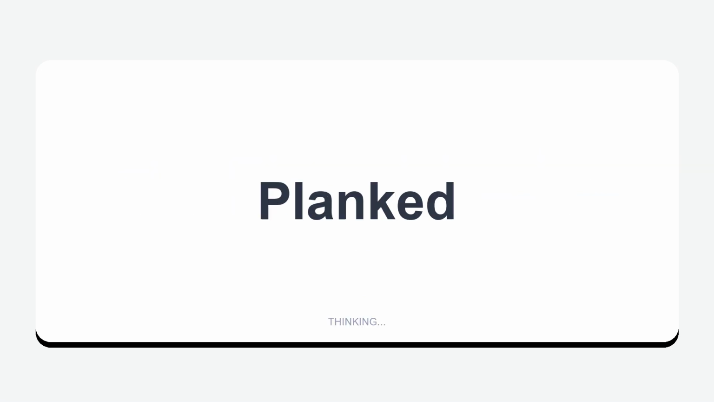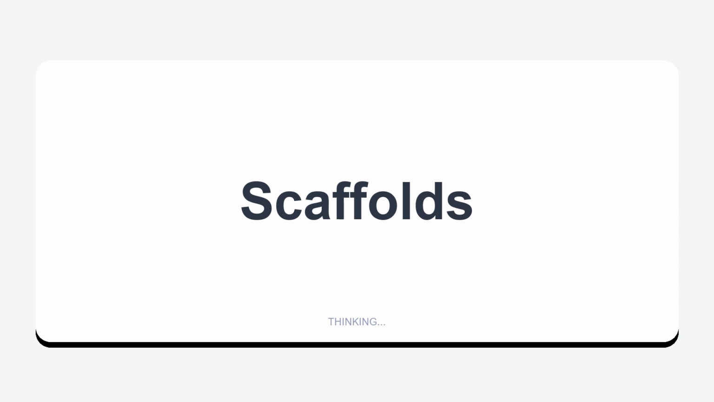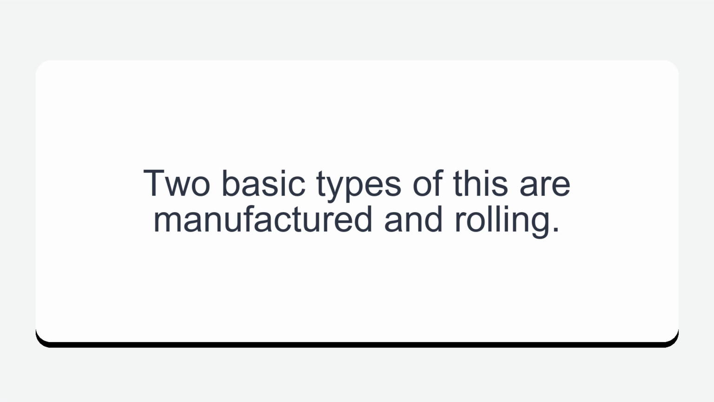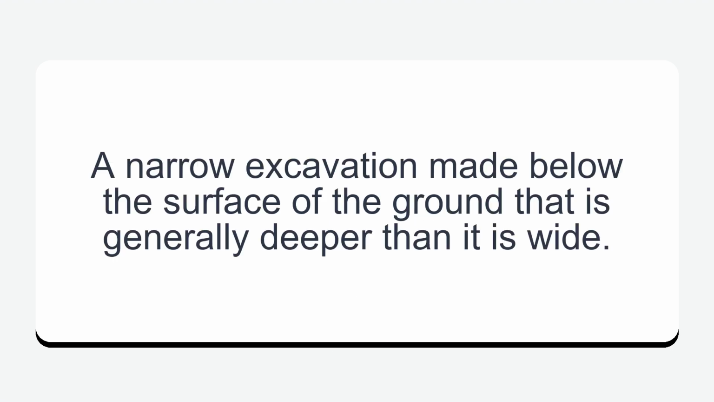Planked: when a work area has pieces of material at least 2 inches thick and 6 inches wide used as flooring, decking, or scaffolding. Scaffolds: two basic types of this are manufactured and rolling. Trench: a narrow excavation made below the surface of the ground that is generally deeper than it is wide.